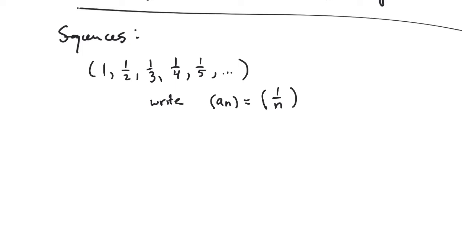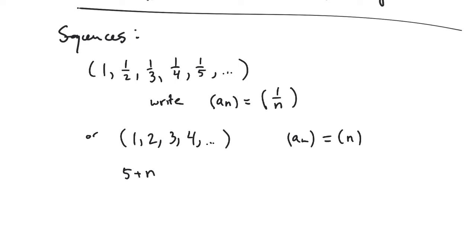How about, or here's another sequence. This is a very ordinary sequence, just 1, 2, 3, 4. This one you would write as an equals n, right? That's another example of a sequence. Or something a little more interesting. That's a sequence, right? I don't want to bother writing out the terms because they're a little complicated, but this is a sequence.